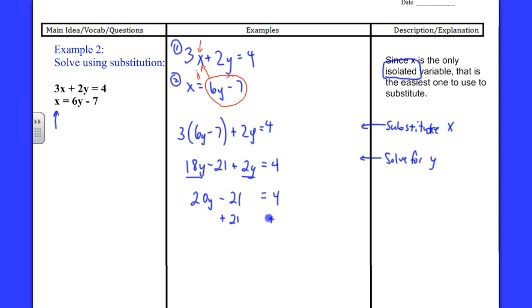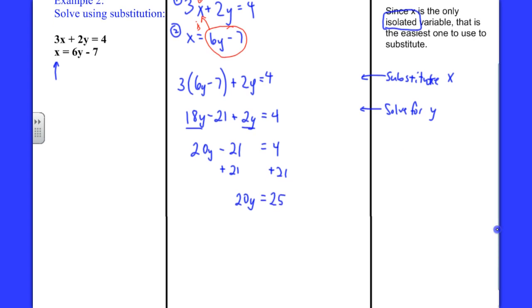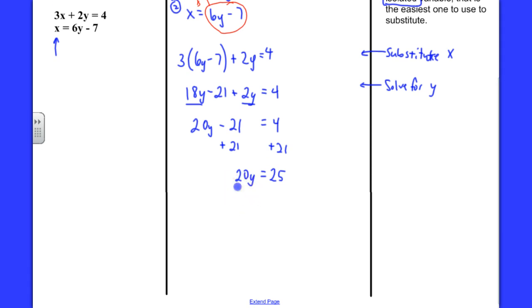And now we're going to solve this. I'm going to add 21 to both sides. Solve this for y. You have 20y is equal to 25. And we're almost there. 20y is equal to 25, so we're going to divide both sides by 20 and have y is equal to 25 over 20, and we need to reduce that. You should see a common factor of 5. That's equal to 5/4. So y is equal to 5/4. That's my solution for y.